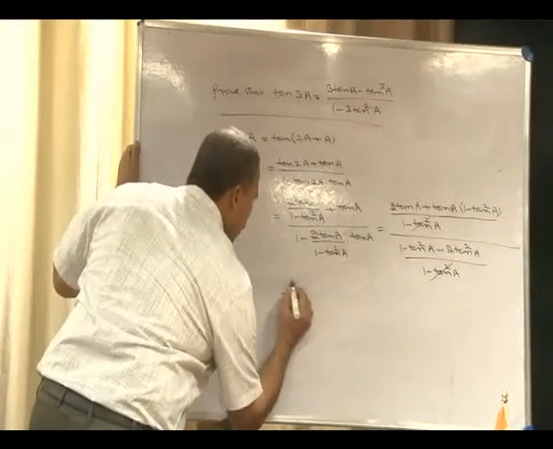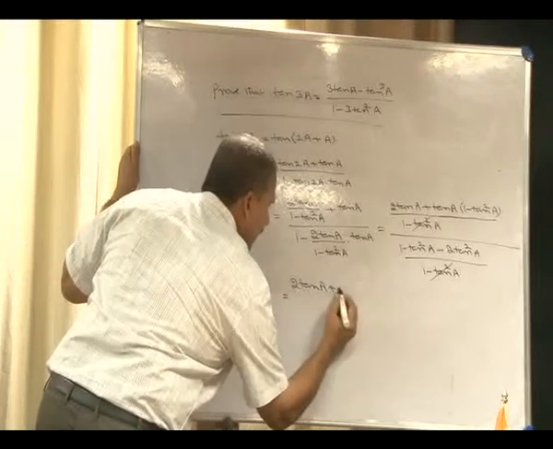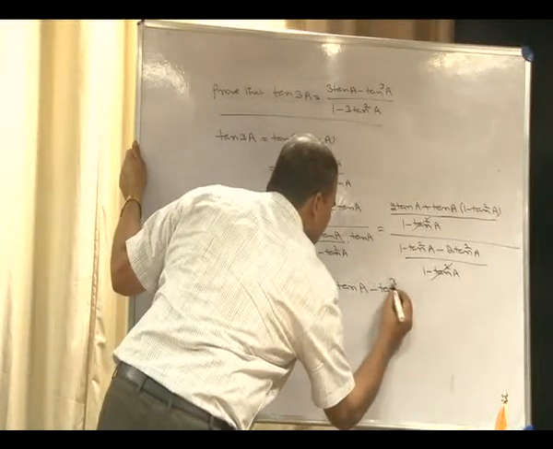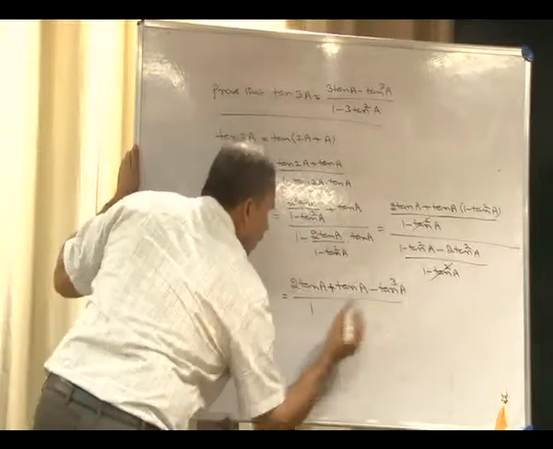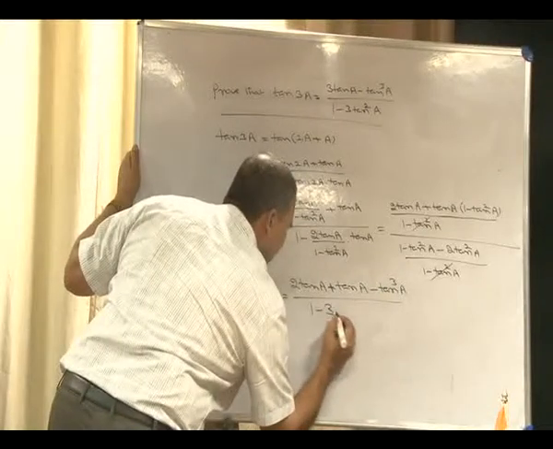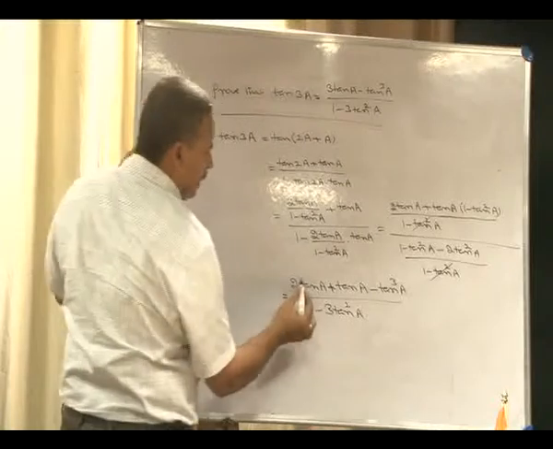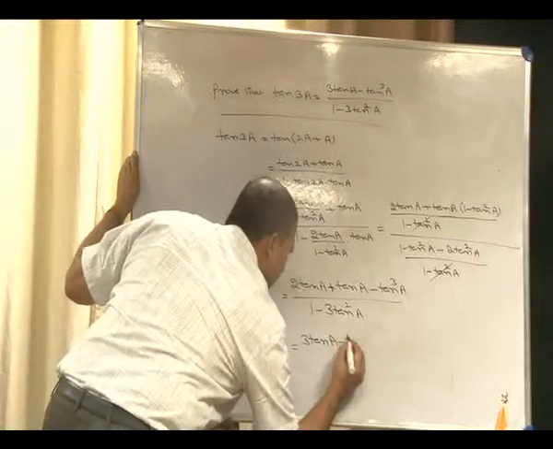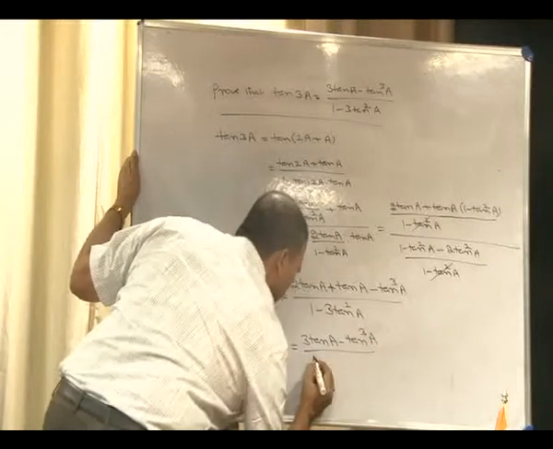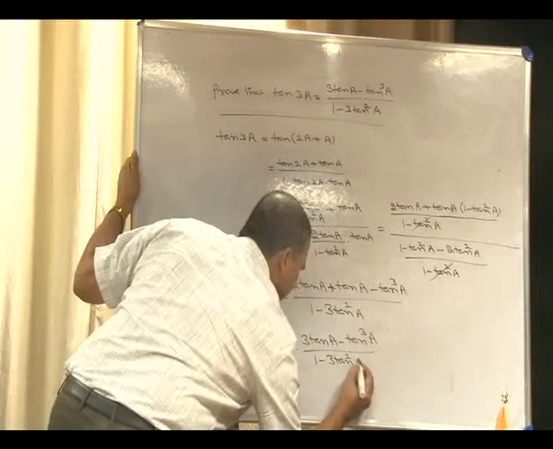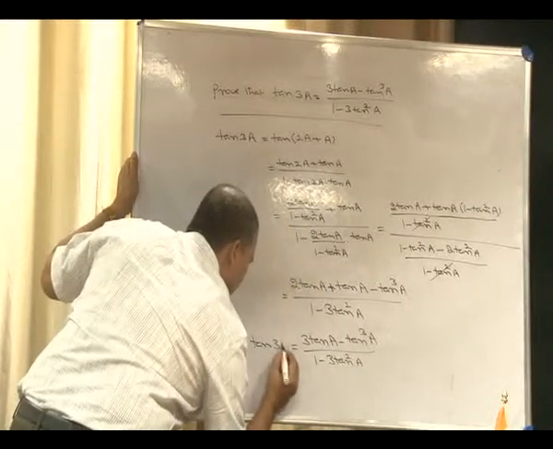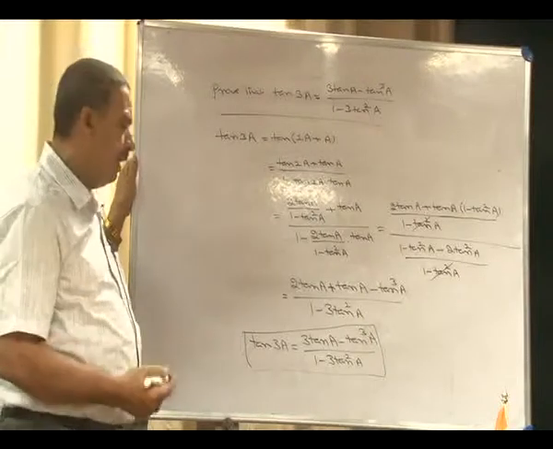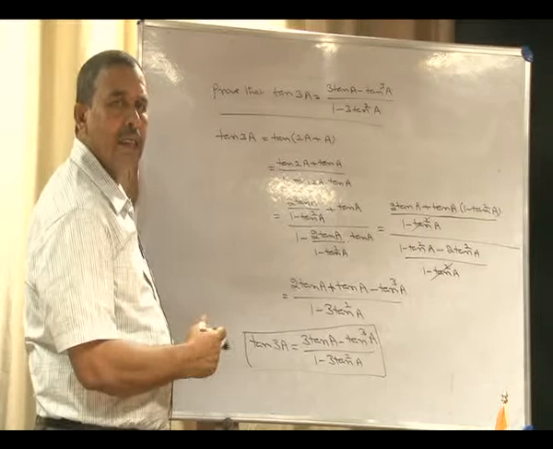That is equal to 2 tan A plus tan A into 1 is tan A, tan A into minus tan square A is minus tan cube A, by 1 minus tan square A minus 2 tan square A is minus 3 tan square A. That is the 2 tan A plus tan A is 3 tan A minus tan cube A by 1 minus 3 tan square A. That is tan 3A equal to 3 tan A minus tan cube A by 1 minus 3 tan square A.